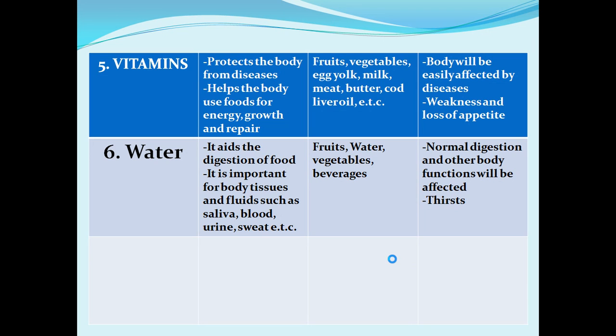Water aids digestion of food. It helps to digest the food you eat. It is important for body tissues and fluids such as saliva, blood, urine, sweat and so on. If you take enough water, you go to the restroom and urinate frequently, and by urinating you are flushing out infection and rubbish, the waste products in your body. The sources are fruits, water, vegetables, beverages.